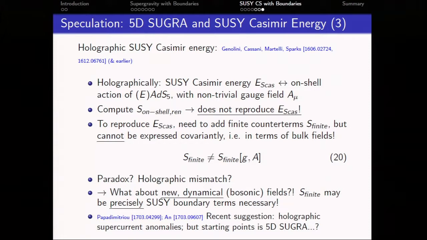Yes. But they say there's an obstruction to localization because the operator that you would think is Q-exact is actually not Q-exact.